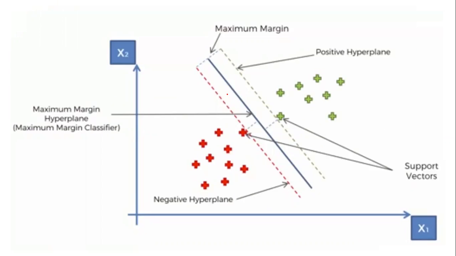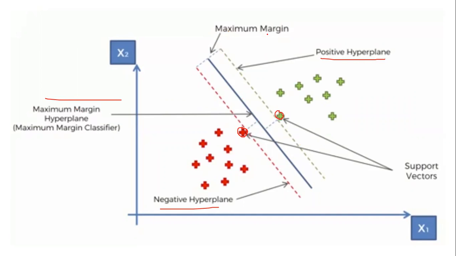So what support vector machines use is the concept of support vectors, right? These points are called support vectors, and we have something called a positive hyperplane, something called a negative hyperplane, and then we have a maximum margin hyperplane, right? So let me define each of these one by one.